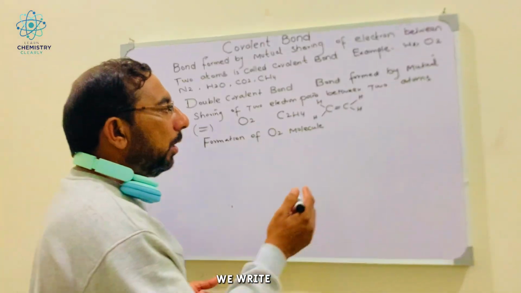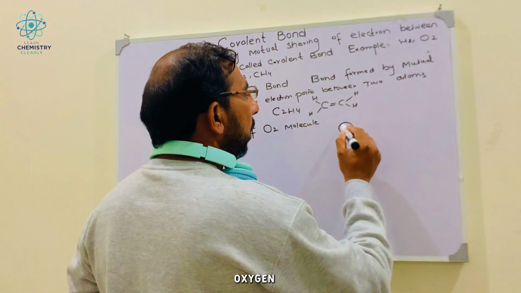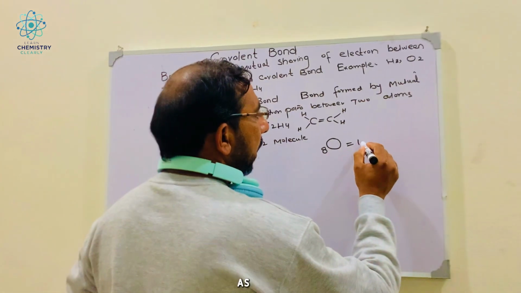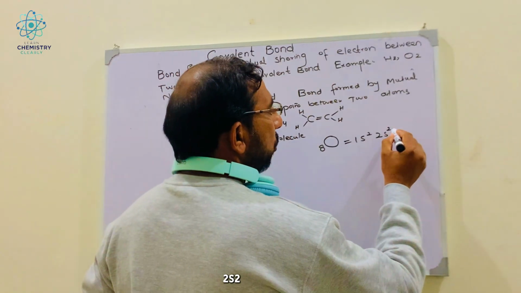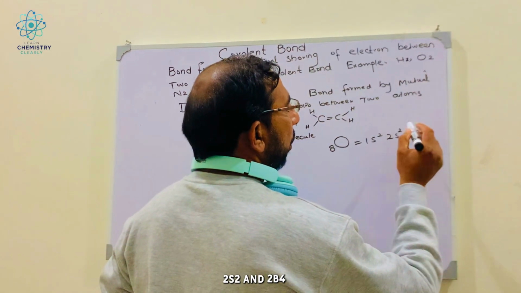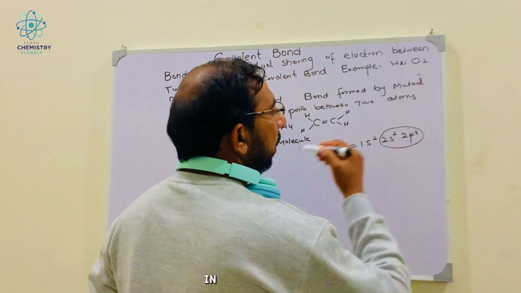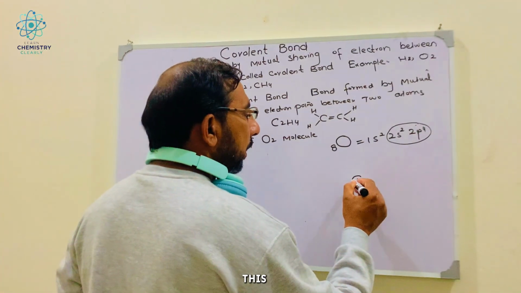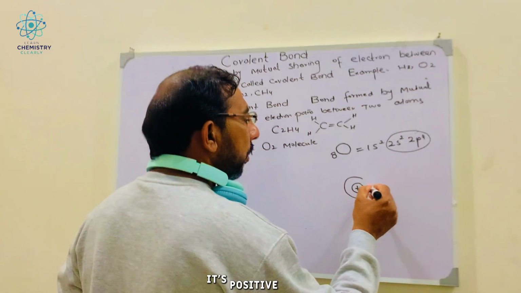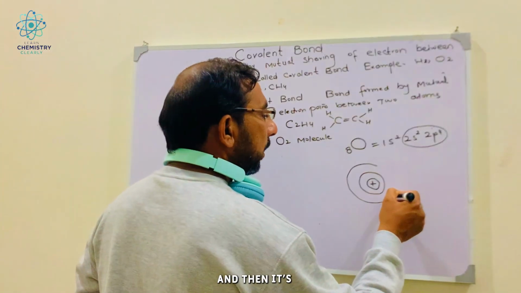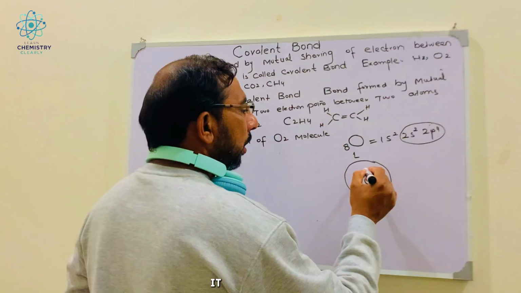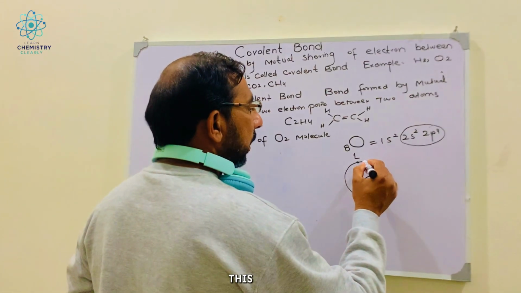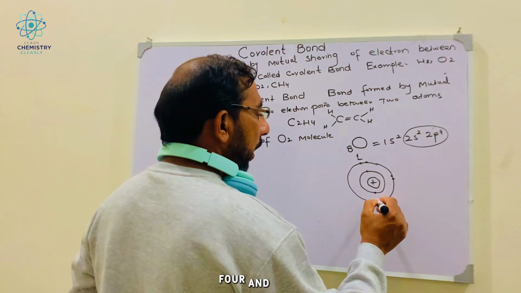First of all, we write the electronic configuration of oxygen. You know that oxygen has atomic number 8. Its configuration is 1s2, 2s2, and 2p4. You can see there are 6 electrons in the outermost shell of oxygen. If I draw its structure like this, this is the nucleus, its first shell, the K shell, and then its outermost shell, the L shell. It contains 2 electrons, and it contains 6 electrons like this, 2, 4, and 6.